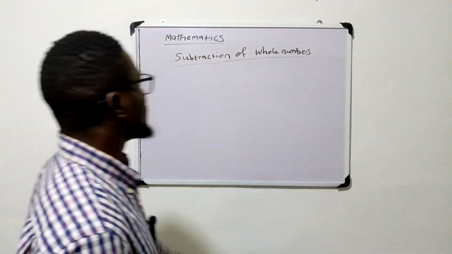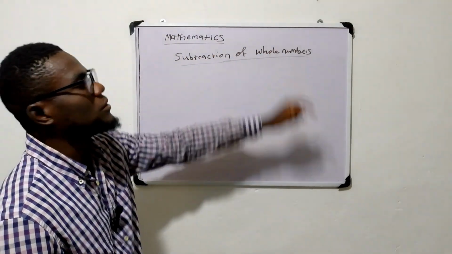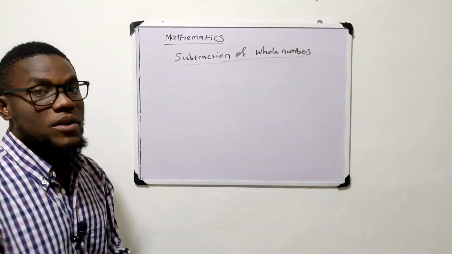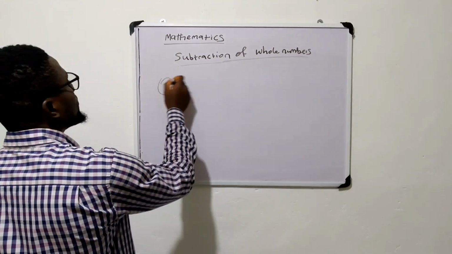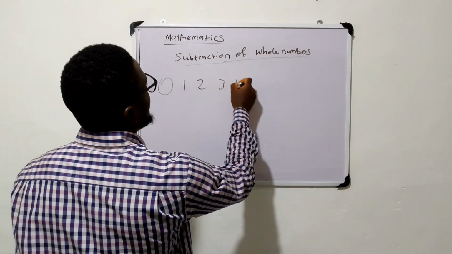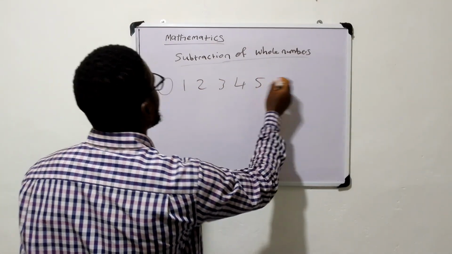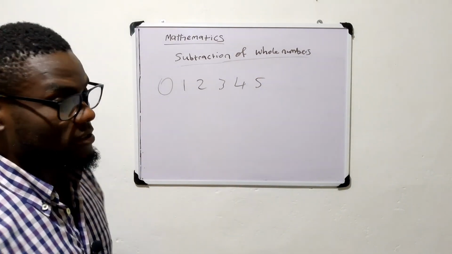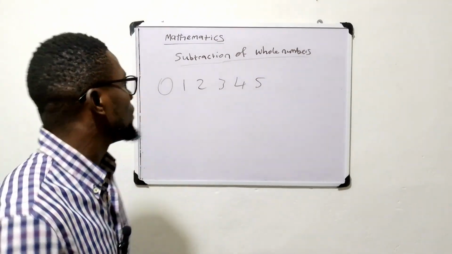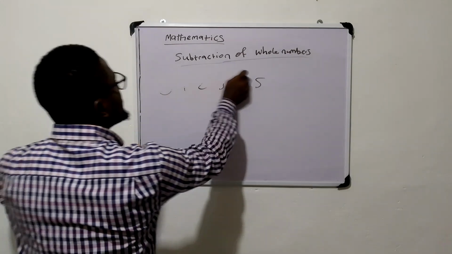Today we are going to discuss subtraction of whole numbers. Remember our whole numbers: they are 0, 1, 2, 3, 4, 5, and so on. So let's start with this.